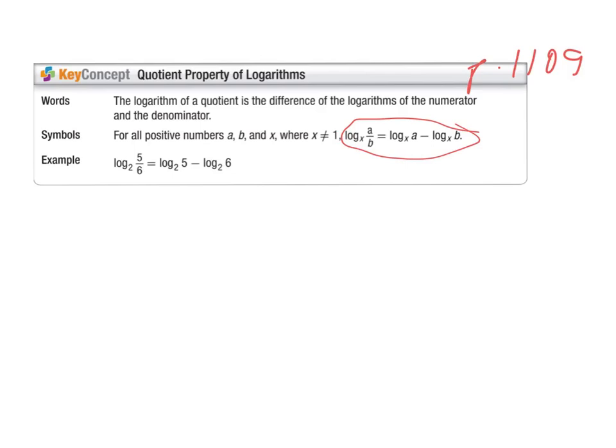Alright. Let's look at the quotient property. This is on page 1109 if you want to screenshot that. Or you can take a picture of the screen.